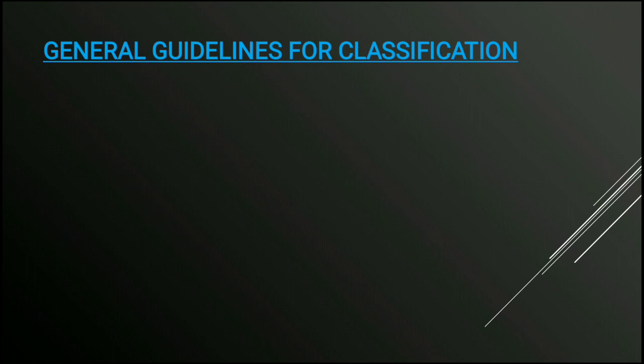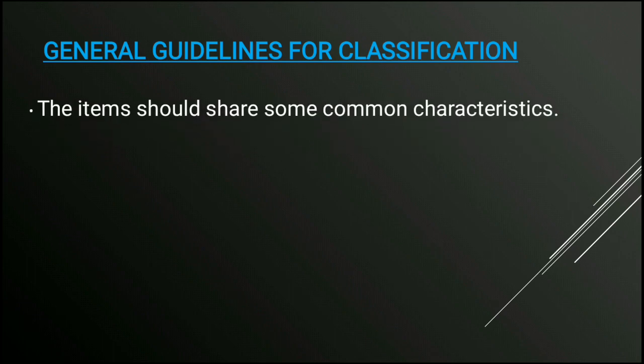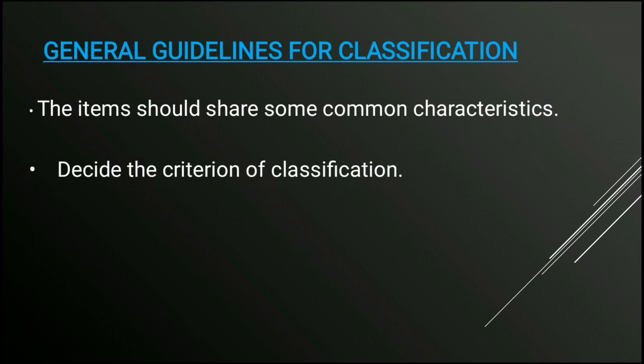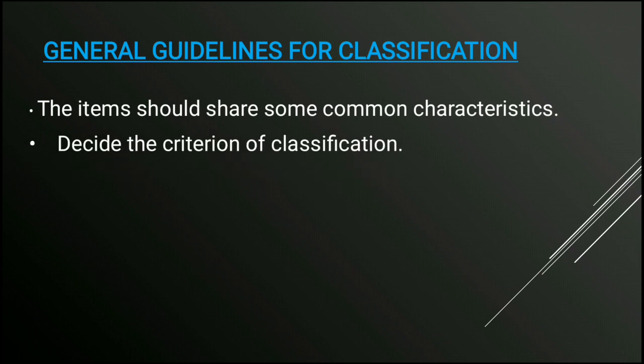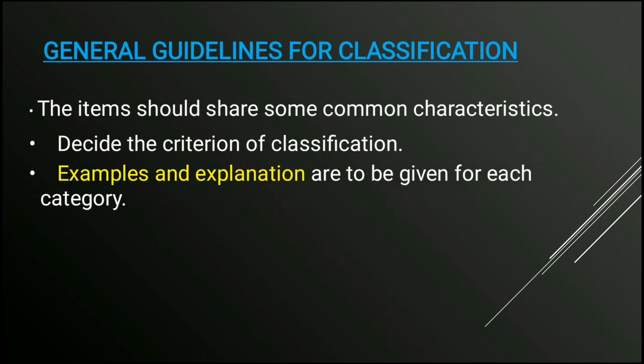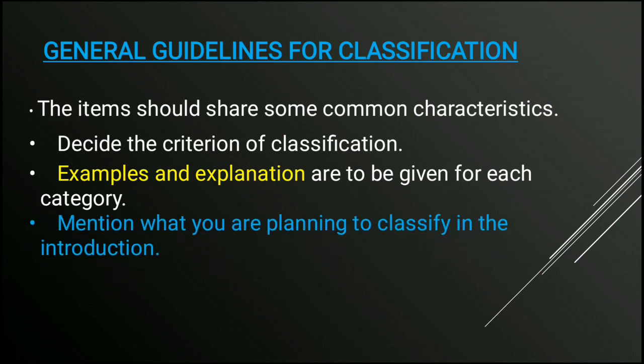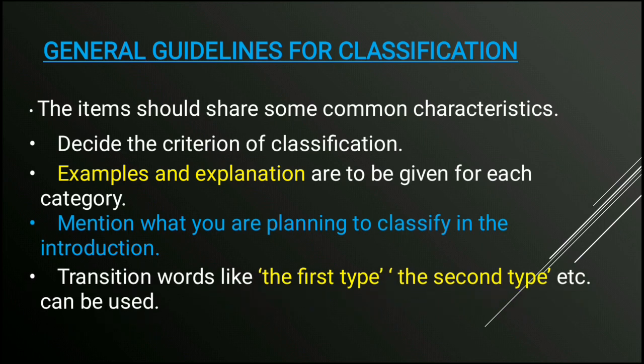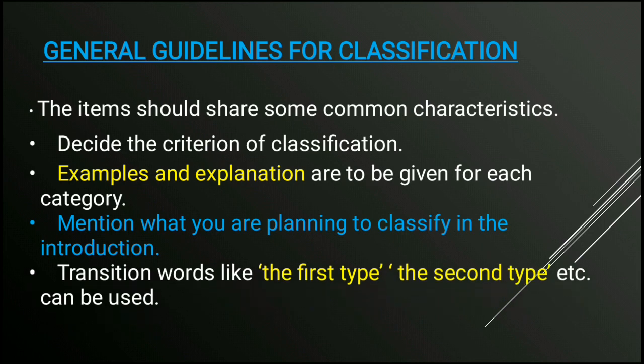General guidelines for classification. The items should share some common characteristics. Decide the criterion of classification. Examples and explanation are to be given for each category. Mention what you are planning to classify in the introduction. Transition words like the first type, the second type, etc. can be used.